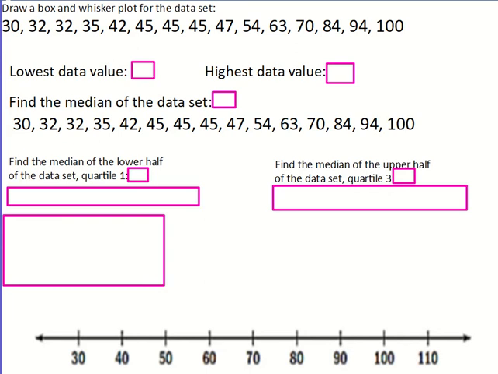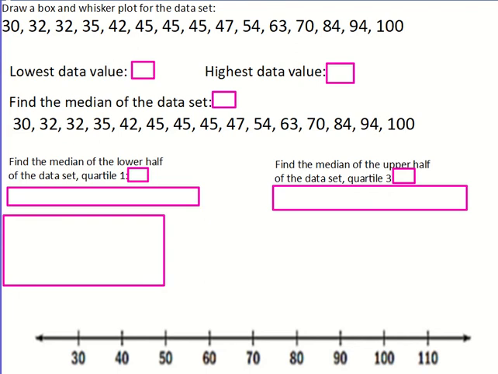This consists of your lowest data value, your highest data value, your median of your data set, and then quartile 1 and quartile 3. Those 5 numbers are going to be used to construct your box and whisker plot. So we're going to begin with finding our 5-number summary. First we're going to find the lowest data value and the highest data value.